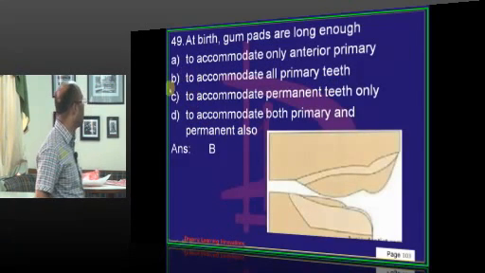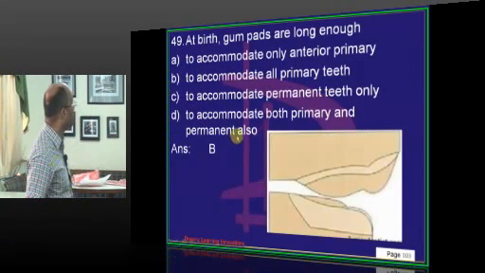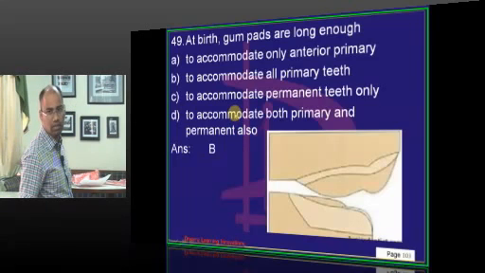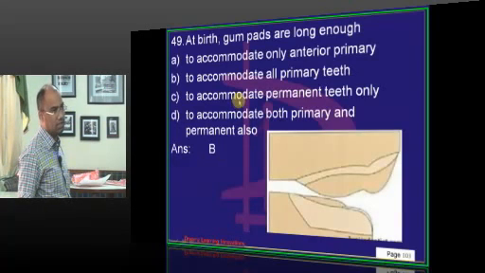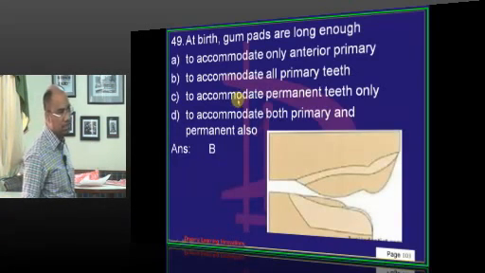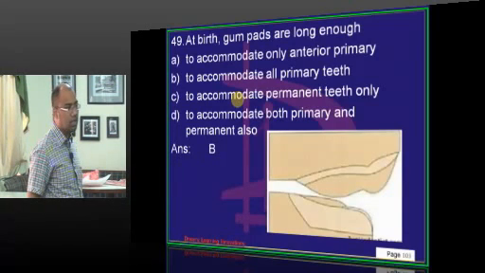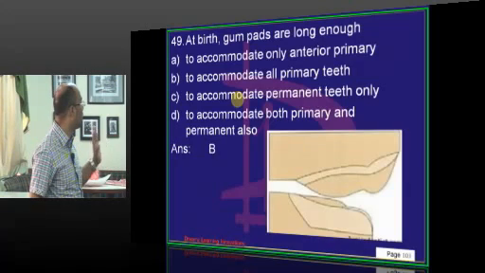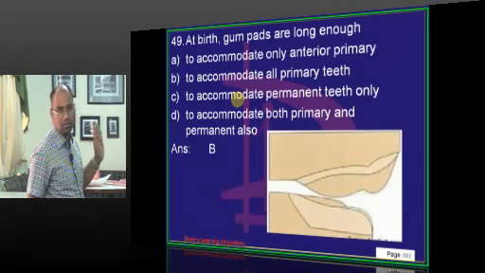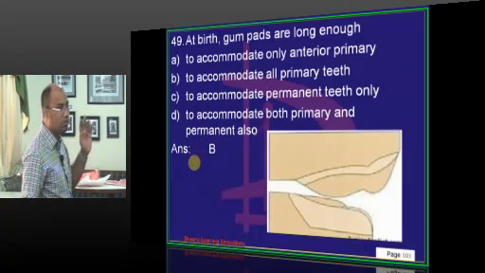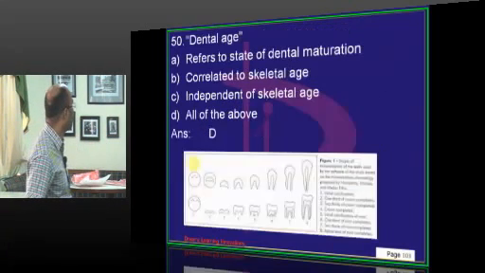At birth, gum pads are long enough to accommodate all the primary teeth. Only primary teeth will erupt by the age of 3 years. By 30 months, most of the primary teeth would have erupted, 24 to 30 months. So the gum pad is sufficient enough to accommodate only primary teeth. Don't write permanent tooth or first molars. So only the primary teeth, because first molars erupt at 6 years.